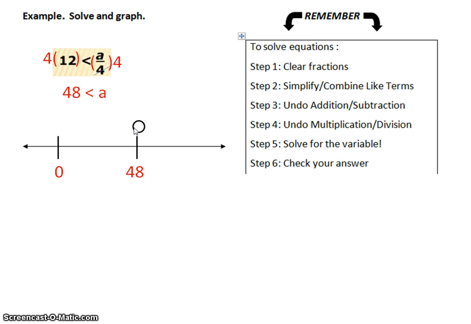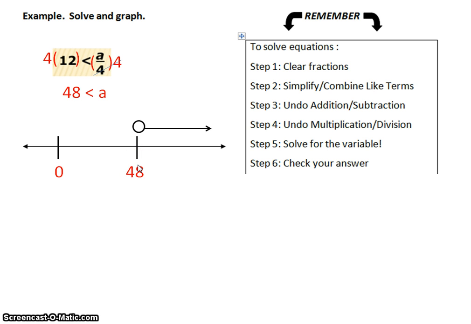Now, I've got two choices for my arrow. I can point my arrow to the left, or I can point my arrow to the right. Well, let's try 0. Let's put 0 in for a. 48 is less than 0. That's not true. So I'm going to try pointing the arrow to the right. Let's grab a number off to the right and test it. 100 is off to the right. Let's put 100 in for a. 48 is less than 100. That is true. So 48 less than a. This is how we would graph it on a number line.